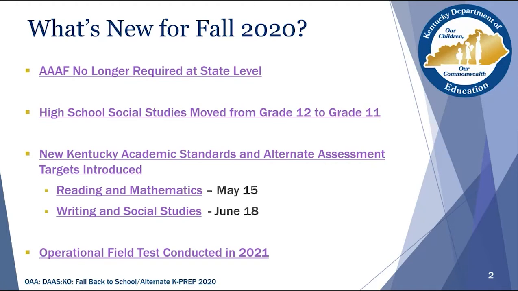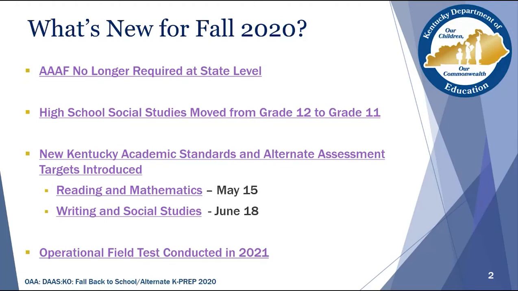Another change this year was the release of the alternate assessment targets for reading, mathematics, writing, and social studies. I want to emphasize that these are not alternate assessment standards. These are Kentucky academic standards that may or may not contain an alternate assessment target. If you are wondering what an alternate assessment target is, that is a limit in depth and breadth to a standard for assessment purposes only. So in other words, these targets just apply to the development of assessment items. The intention, as it always has been, is to teach the Kentucky academic standard.